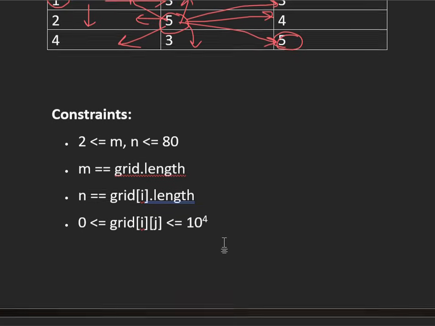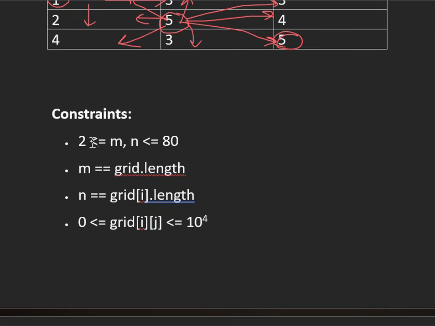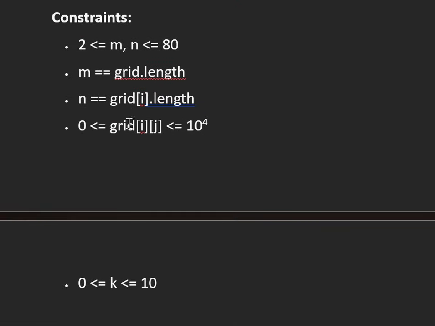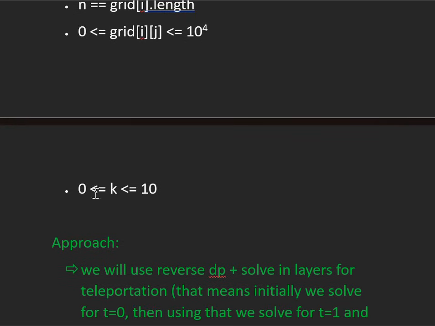Now next, if we see the constraints, the array size can be from 2 to 80, where m is the grid length and n is the number of columns, an element can be up to 10 to the power 4, and the number of teleports allowed is up to 10.